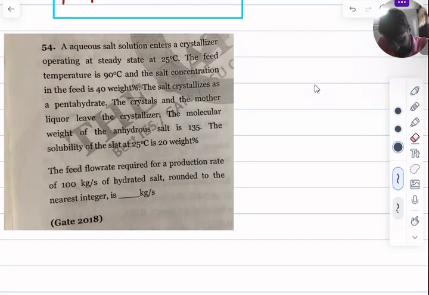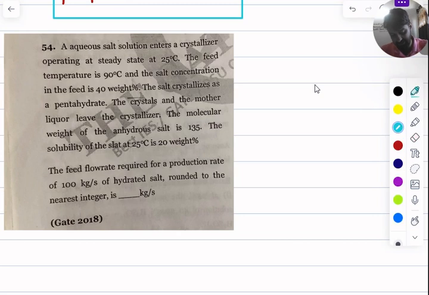An aqueous salt solution enters a crystallizer, right? Operating at a steady state at 25 degrees centigrade. The feed temperature is 90 degrees centigrade, and the salt concentration in the feed is 40% by weight, right? The salt crystallizes as a pentahydrate, and the crystal and mother liquid leave the crystallizer. The molecular weight of the anhydrous salt is 135. The solubility of salt is 28%. The feed flow rate required for a production rate of 100 kgs of hydrated salt is.